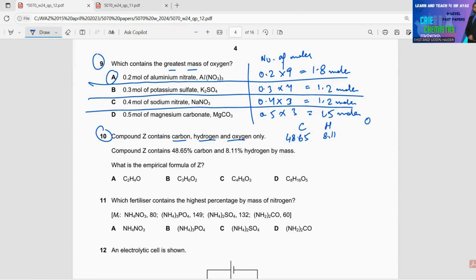now to find the percentage of oxygen, you need to subtract these percentages from 100. 100 minus 8.11 gives 91.89. 91.89 minus 48.65. So we have 43.24% of oxygen.